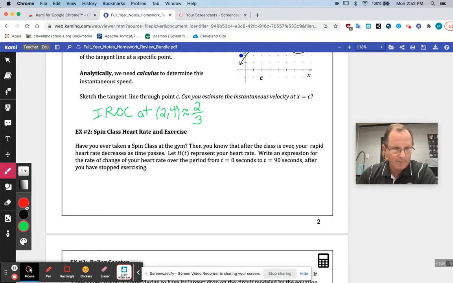All right, so let's switch here to red. So my average rate of change of your heart rate from 0 to 90. So here's what I need. I need to know where we ended up. They didn't tell me, but they did tell me the function we're going to use. So I know that that's going to be when time is 90. And then where did we start? What was our heart rate to begin with? So that would be when time was 0.